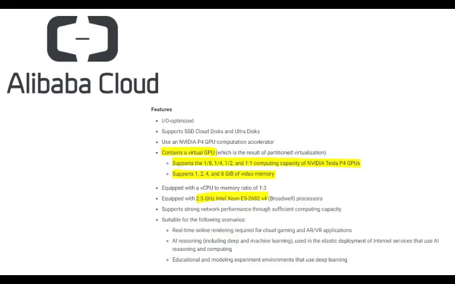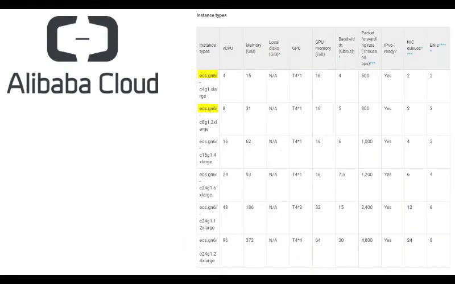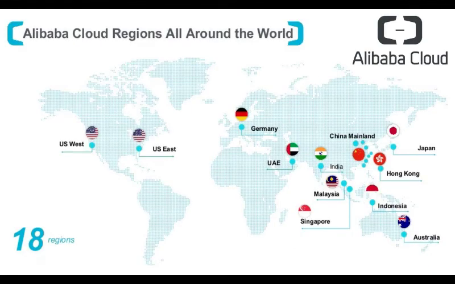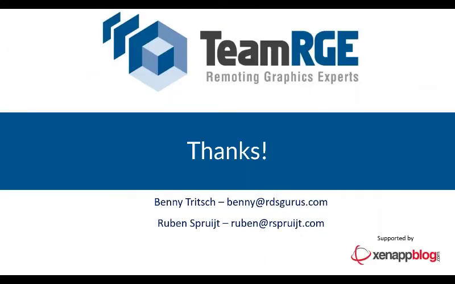vGPU is supported here. A 2.5 gigahertz Intel Xeon CPU, also good. And there are different instance types, like T, you can see here, and also the different regions. Sometimes people think Ali Cloud is only China, only Asia, but it's great to see that also in our region and the US, the Middle East, Australia, you can see that Ali Cloud is doing a great job on that side as well. So right on time, I did hear the buzzer here.